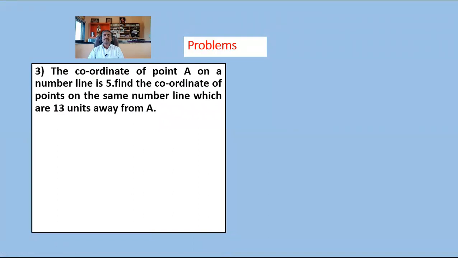Third problem. The coordinate of point A on a number line is 5. Find the coordinate of the point on the same number line which is 13 units away from A.